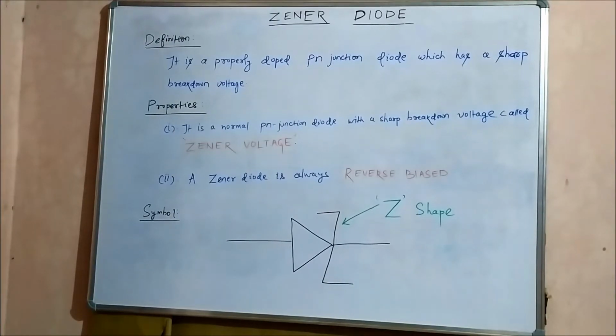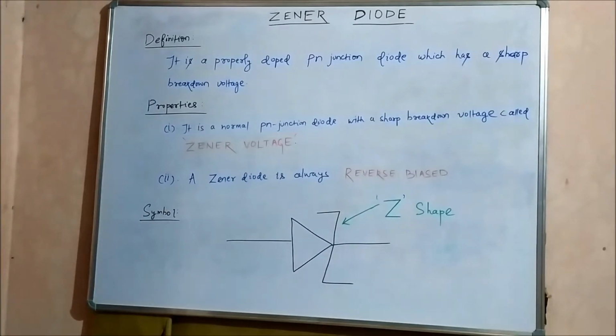Okay, so these are the two unique properties of Zener diode which separate it from the class of normal PN junction diodes. First, it is always connected in reverse bias mode, and as it is connected in reverse bias mode, the concept of breakdown voltage comes into play, and it has a sharp breakdown voltage. The value of that sharp breakdown voltage at which the breakdown of the diode occurs is called the Zener voltage. There is a unique name for it, and that voltage is called Zener voltage.